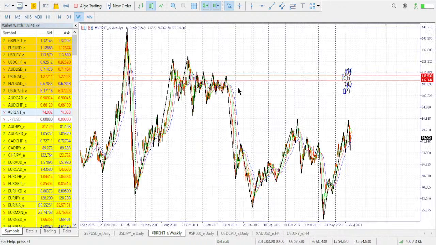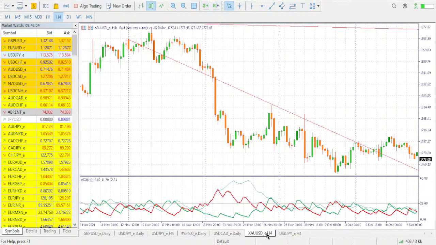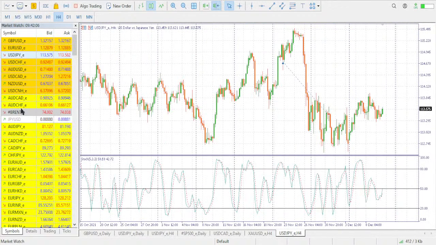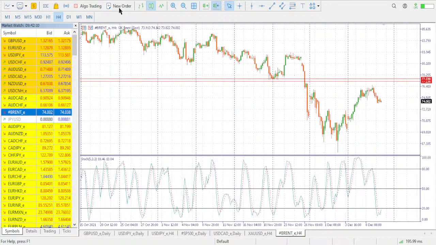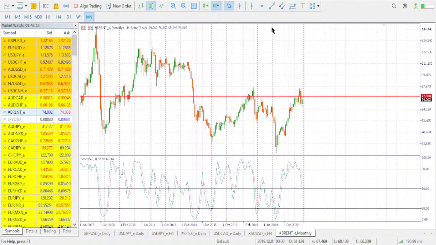The next symbol is the Brent oil. With the Brent oil so far, if you look at it from the higher time frame, we actually expect price to continue to the lower side. I'm going to explain that. If you look at it from the monthly point of view, we have a trend line that runs all the way from that point.